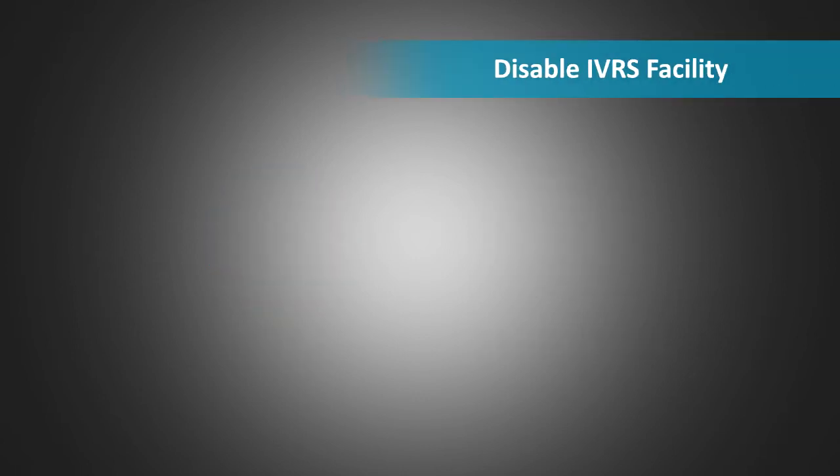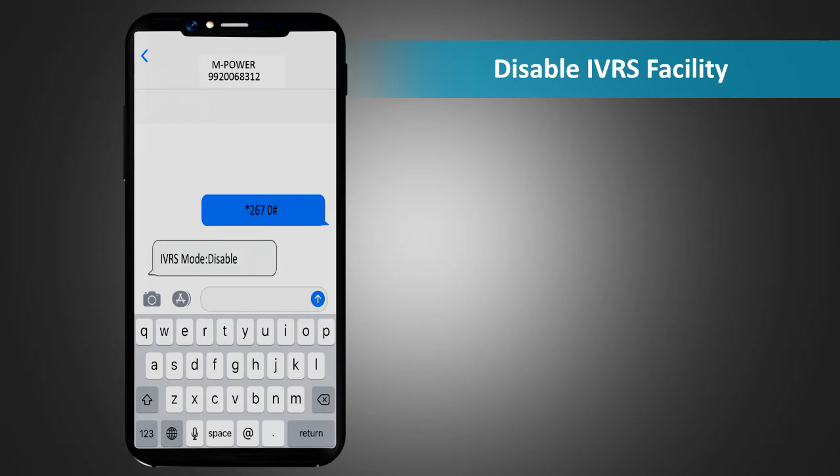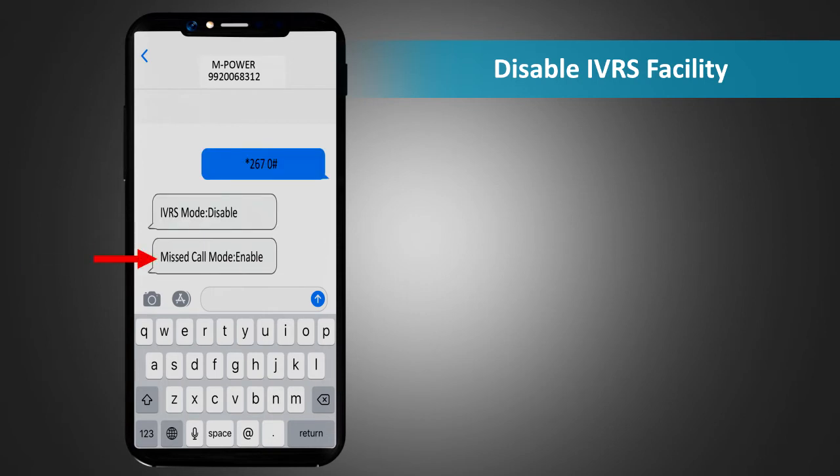Disable IVRS facility. To disable IVRS facility, send SMS *267 space 0 hash to the unit. The response SMS will confirm disablement of IVRS facility and enablement of missed call facility.